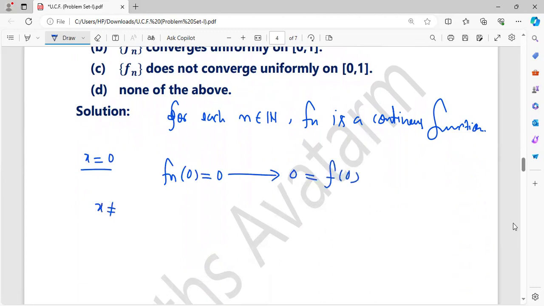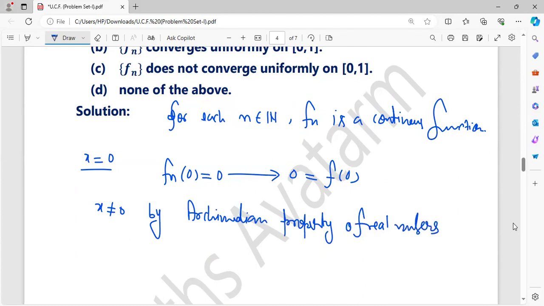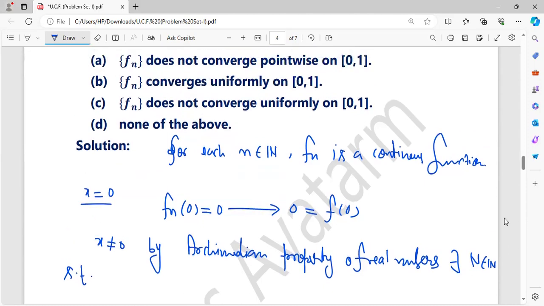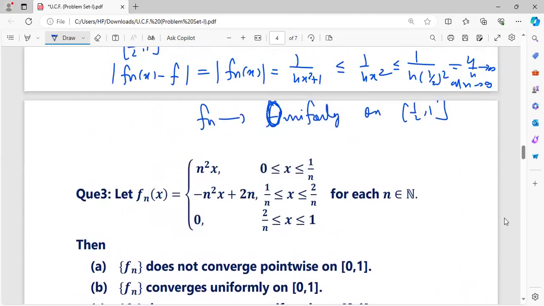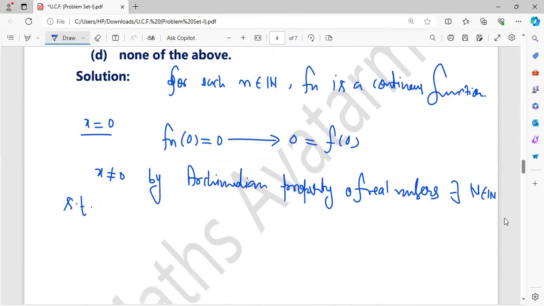If x is not equal to 0, by Archimedean property of real numbers, there exists n belongs to N such that... Okay, because we are taking the closed interval [0, 1], x not equal to 0 means what? It is positive, because we are taking x belongs to the closed interval [0, 1].